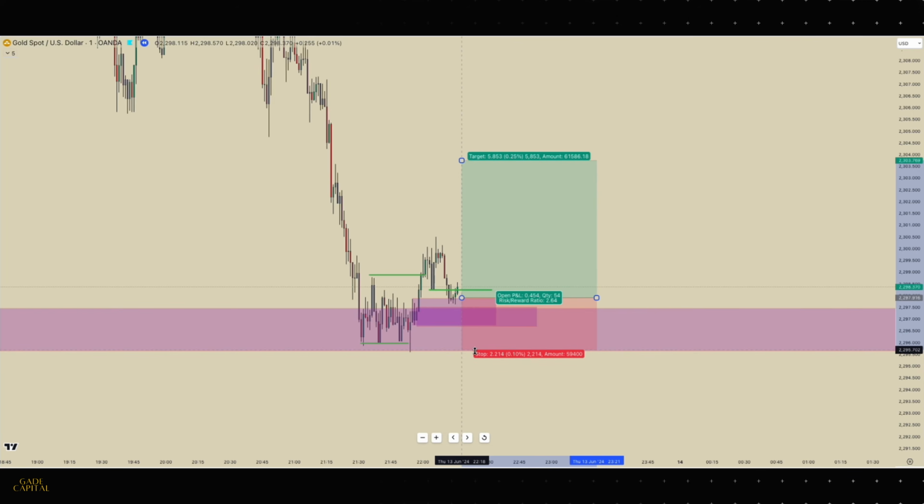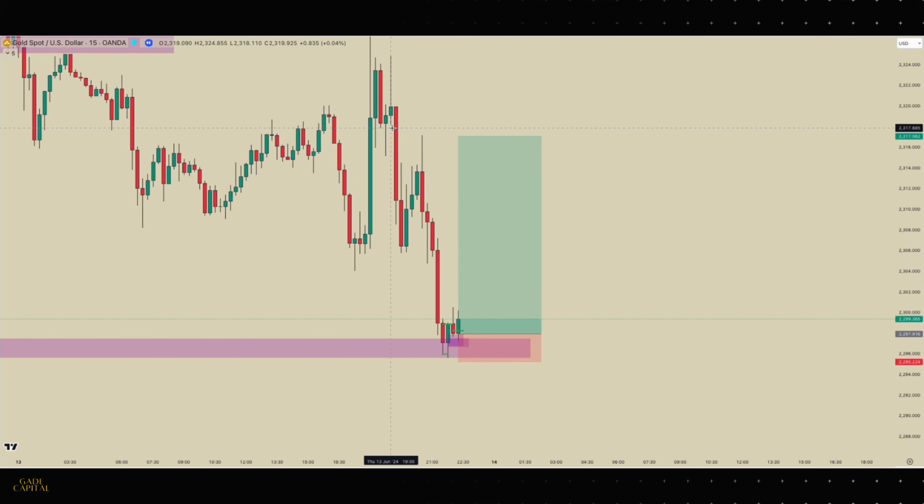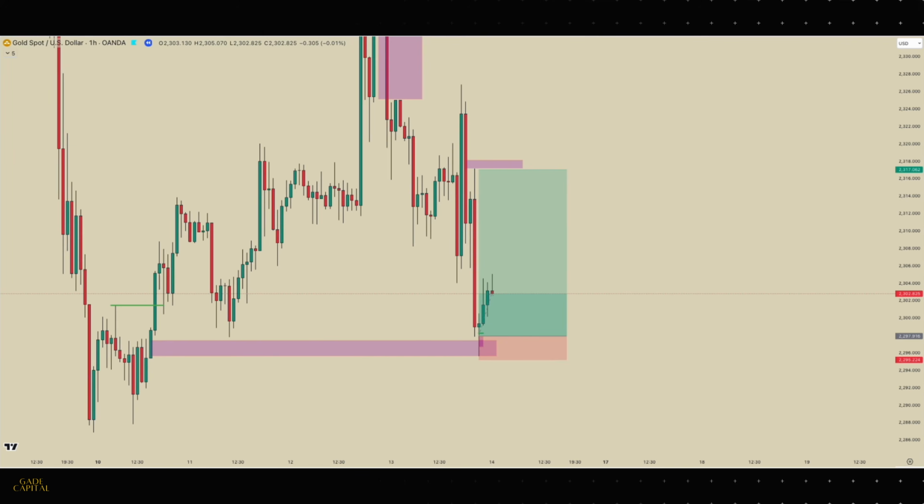So we'll take this entry. We'll enter here and put our stop loss below this order block. So I'll put my stop loss here and we will target the next high or the buy side liquidity. Now we can target this imbalance and now price will continue to the upside.